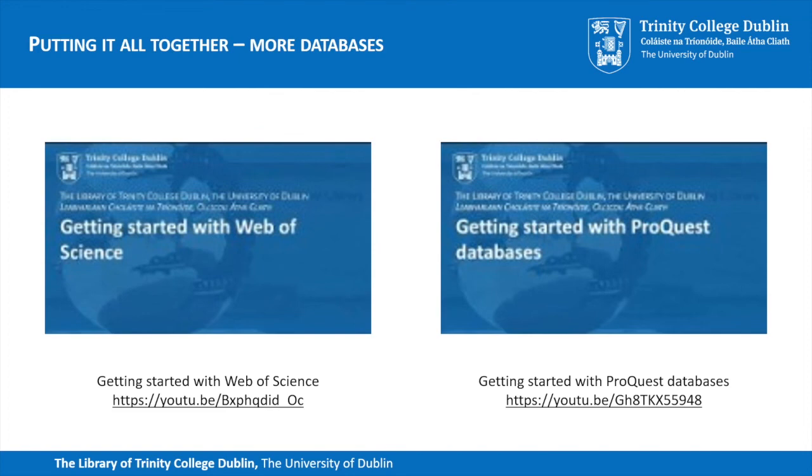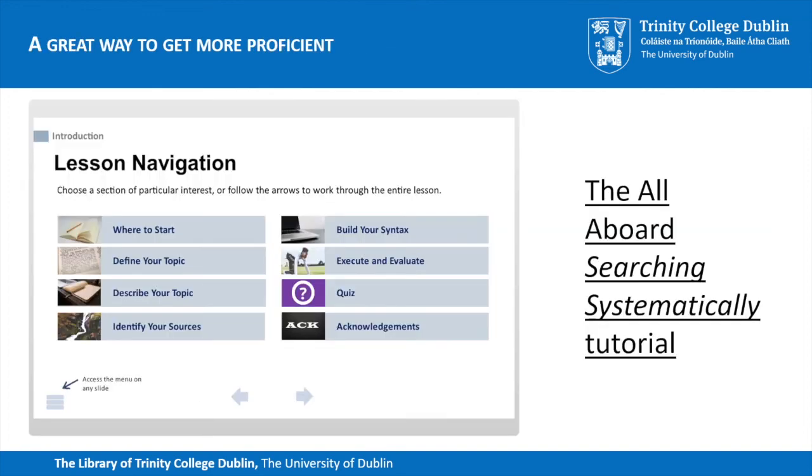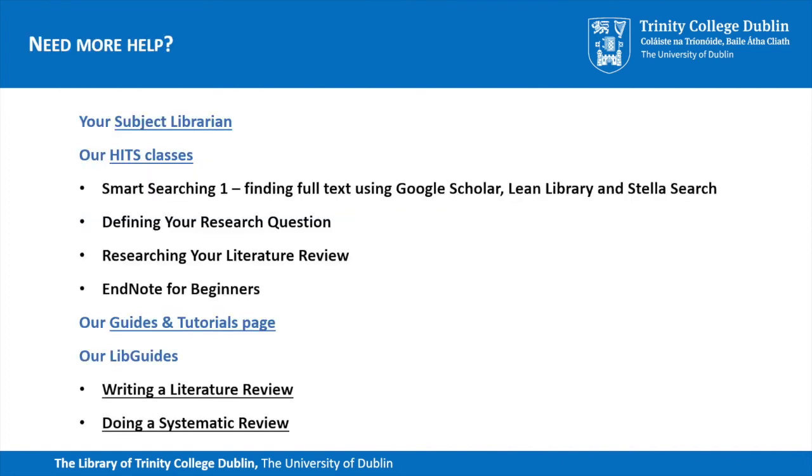So here we have 2 more videos which go through all the things we went through in the Ebsco database and all we've been talking about there, apart from using controlled vocabulary, which, as we said, we think is a slightly more advanced topic, in Web of Science and ProQuest. Now, we've only been able to touch on these concepts at a very high level. In order to get to grips with them, you need to practice. And one way to do this is to go to what's called the All Aboard Searching Systematically tutorial. This enables you to test out your knowledge and try different things to see how they work in a controlled environment. To finish up, we just want to give you some pointers towards where to go for more help.